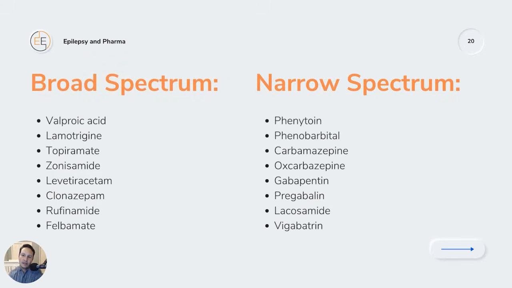Now let's take a look at this chart list of medications that fall into these two categories. So we have broad spectrum on the left and narrow spectrum on the right. In today's lecture, we'll go over each drug's purpose, effects on the patient, including side effects, and effects on the EEG.